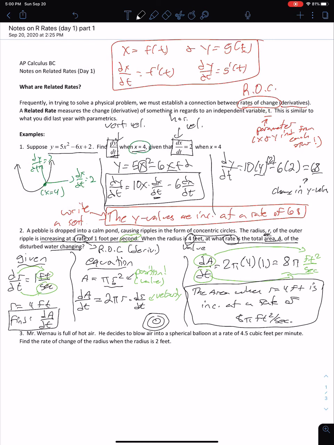Very fun to do. All right, I normally tell a joke about circles here, but I won't, so I have this next equation afterwards to help us with that. Mr. Warnow is full of hot air.